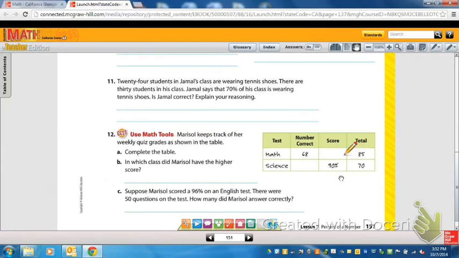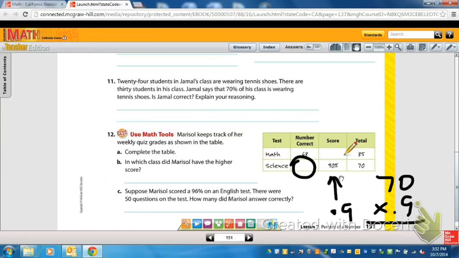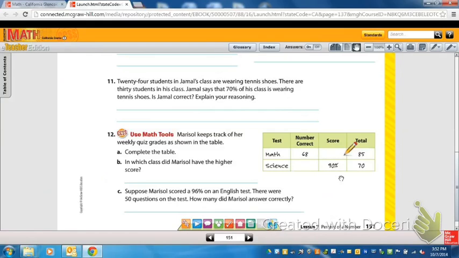You're going to change that to a decimal. So you're going to do 70 times 0.9 to get your answer for this one. And to find the number, the score for this one is saying you got 68 right out of 85.